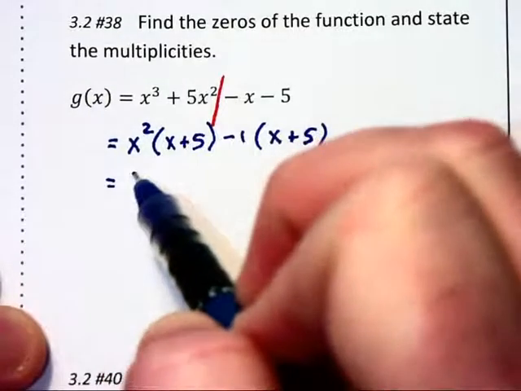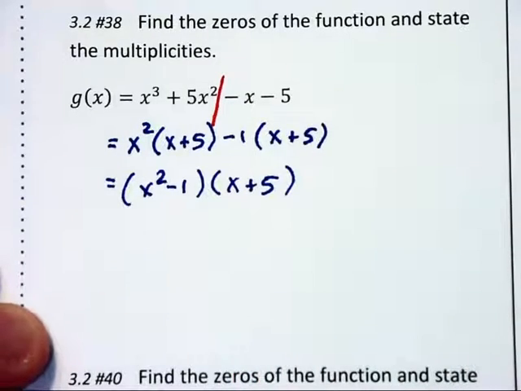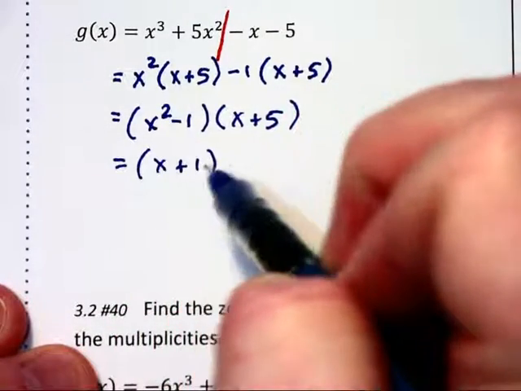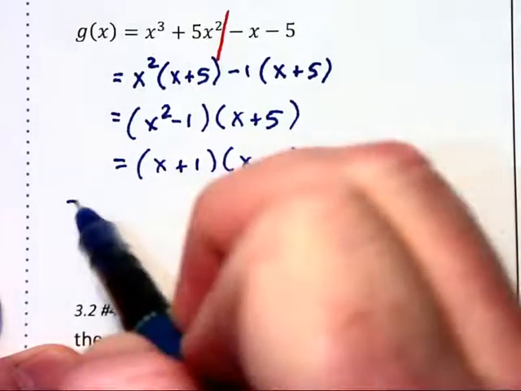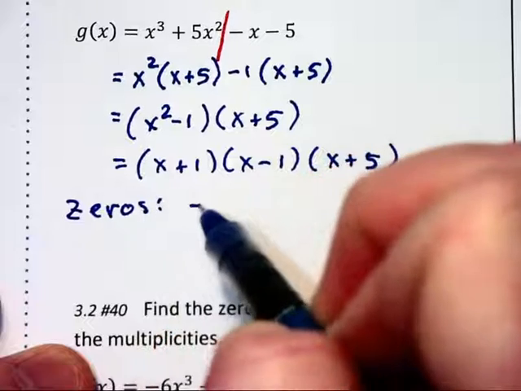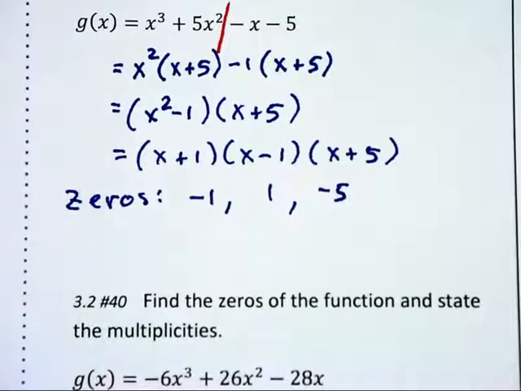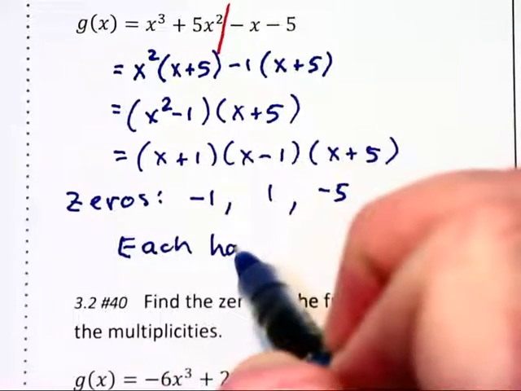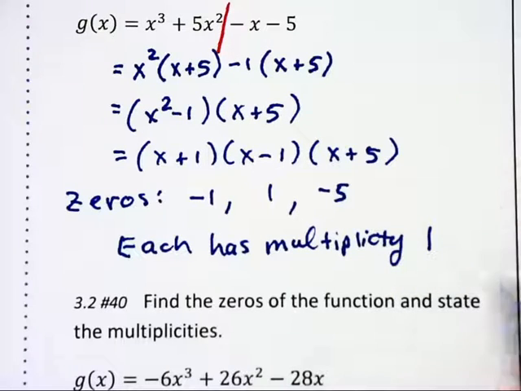So this will give us x squared minus 1 times x plus 5, which can factor further because we have the difference of two squares there. X plus 1, x minus 1, and x plus 5. So we can see that our zeros of this function will be negative 1, positive 1, and negative 5. As far as the multiplicities, the number of times they show up, each has multiplicity of 1, meaning none of them show up more than once.